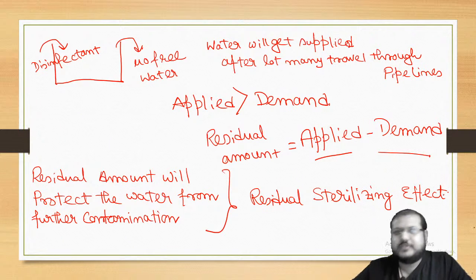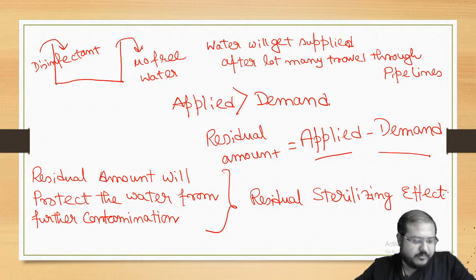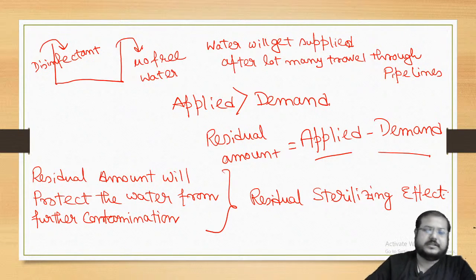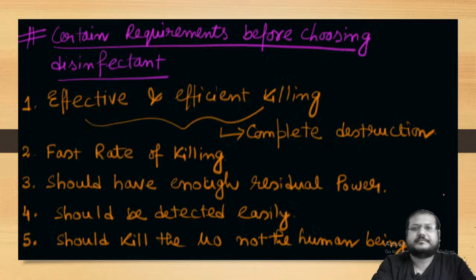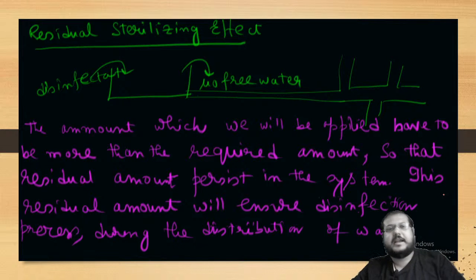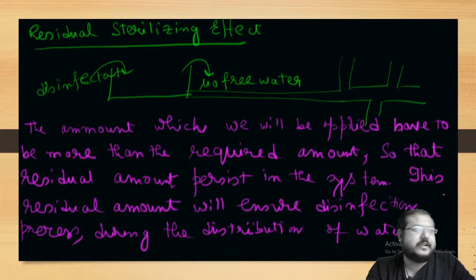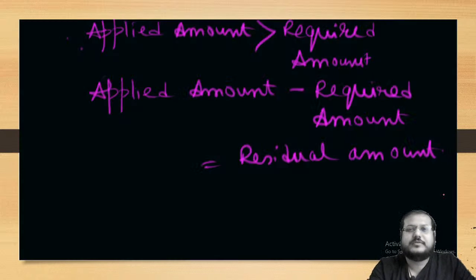So residual sterilizing effect is required. Why? Because this residual amount will protect the water from further contamination. This is called residual sterilizing effect. So that is written here. The amount which will be applied has to be more than the required or demand amount, so that the residual amount persists in the system. This residual amount will ensure disinfection during the conveyance of water through the pipelines.